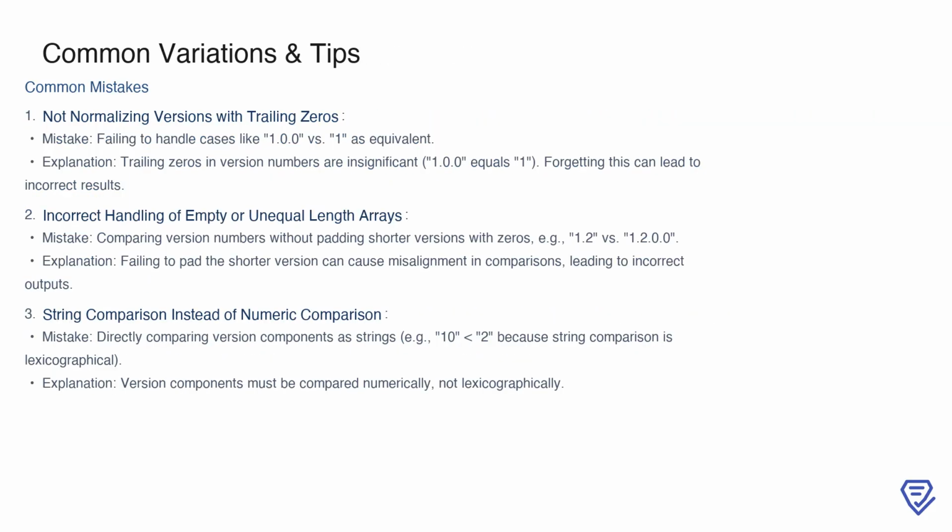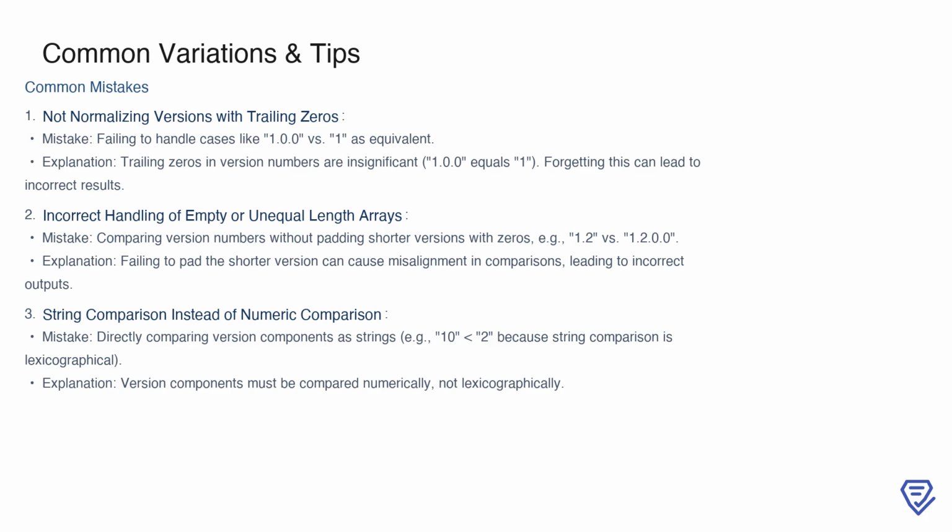When comparing version numbers, there are a few common mistakes to watch out for. First, not normalizing versions with trailing zeros can lead to errors. For example, 1.0.0 and 1 should be considered equivalent because trailing zeros are insignificant, but if this isn't accounted for, it can result in incorrect comparisons. Next, failing to handle empty or unequal length arrays properly can also cause issues. For instance, comparing 1.2 with 1.2.0.0 requires padding the shorter version with zeros to align the components, otherwise, the comparison becomes misaligned and produces the wrong result.